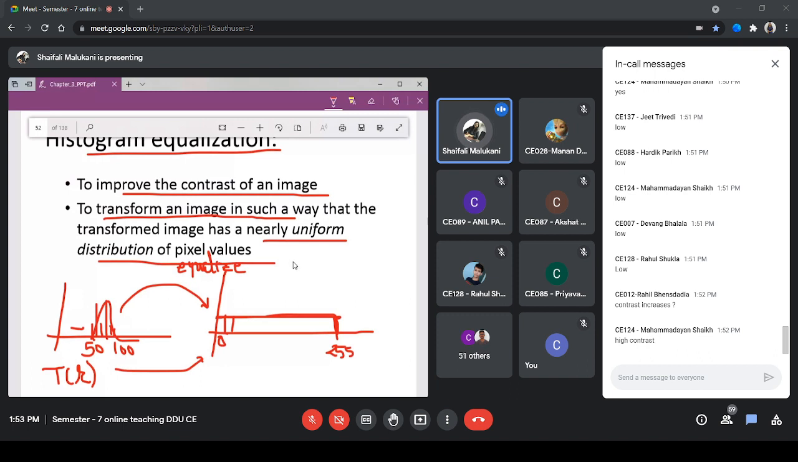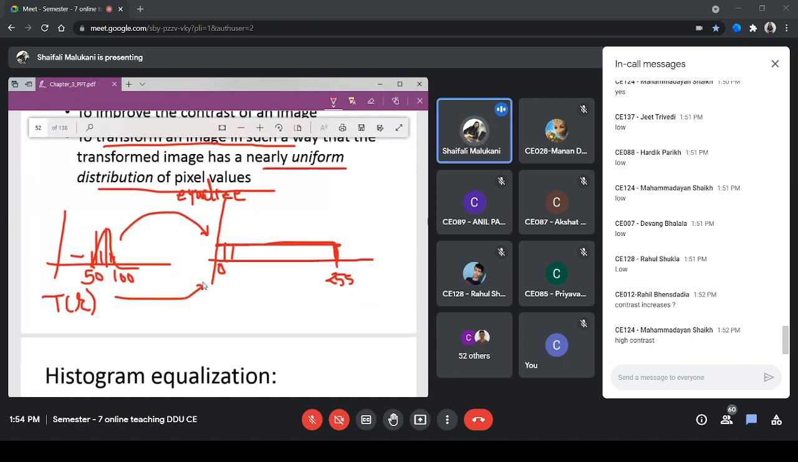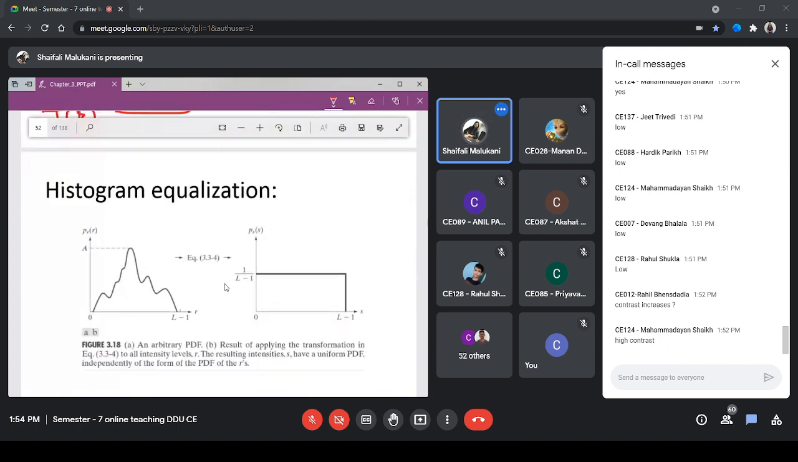So why do I want to do that? Because I want to enhance the contrast of an image. You will say, okay, but we have a method, contrast stretching. I agree. But it is not necessary to use only one method. Every method has its own advantage and disadvantage, and hence we may have multiple methods for a similar task. So this is one of the possible methods of increasing contrast.